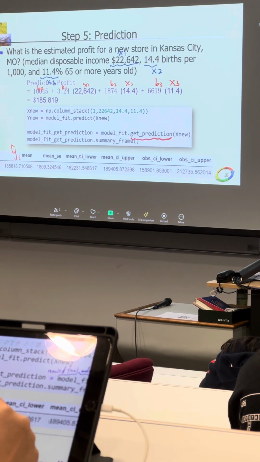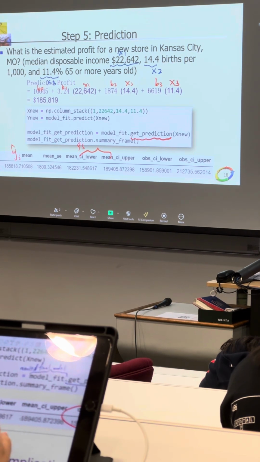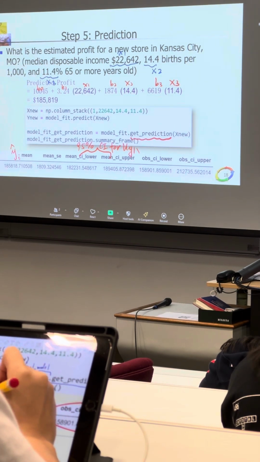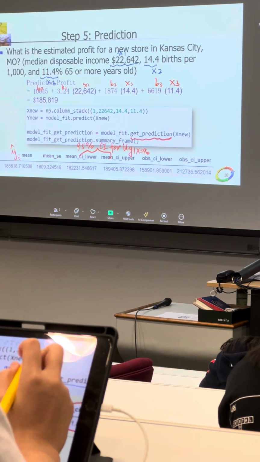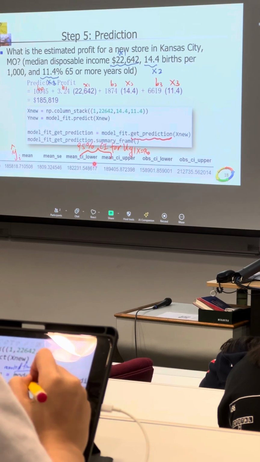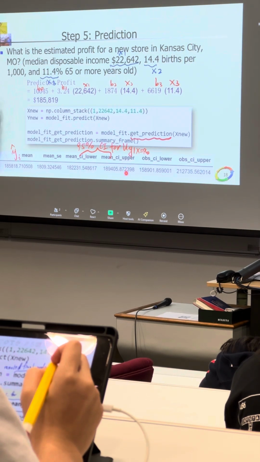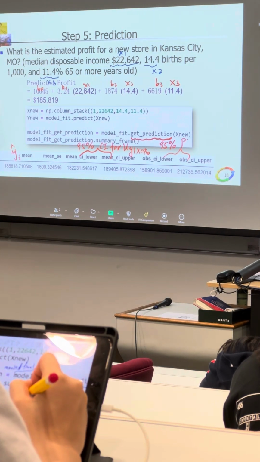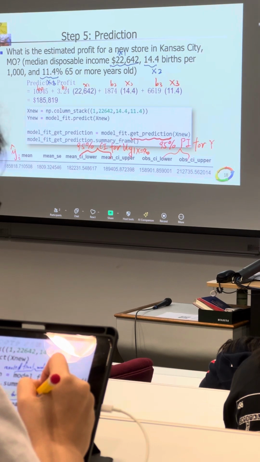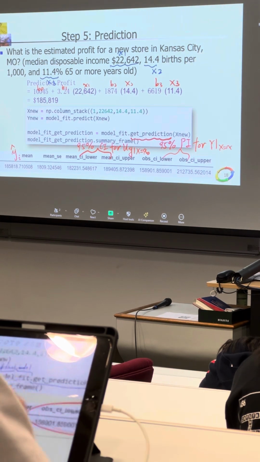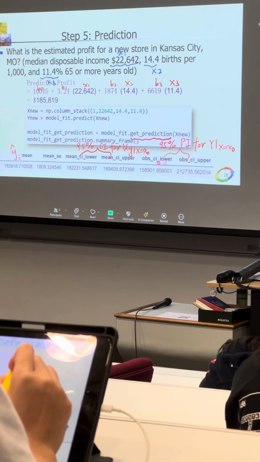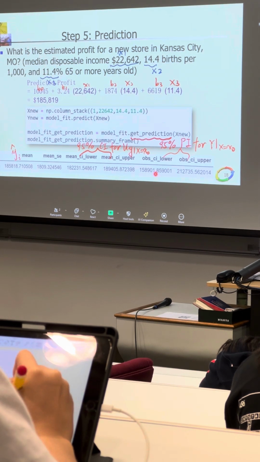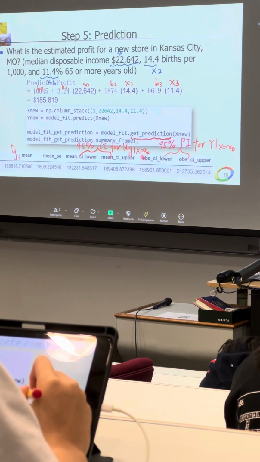Now the thing we can look at is the 95% confidence interval for the mean value of y given x equal to x0. That corresponds to mean_ci_lower, the lower limit, and mean_ci_upper, the upper limit. And then we have the 95% prediction interval for the individual value of y given x equal to x0. So this is the lower prediction limit, obs_ci_lower, where obs stands for observation, and obs_ci_upper is the upper limit.